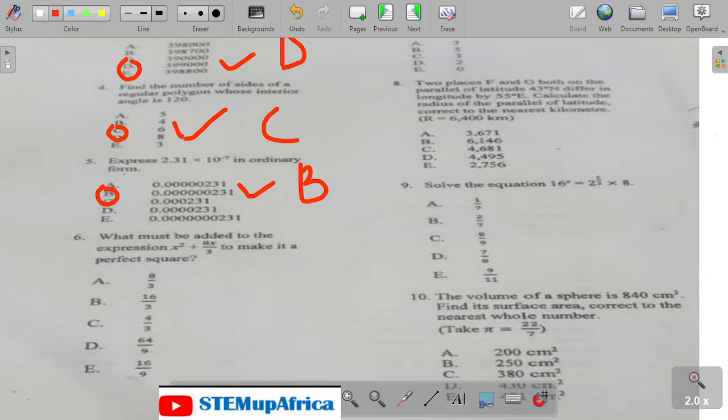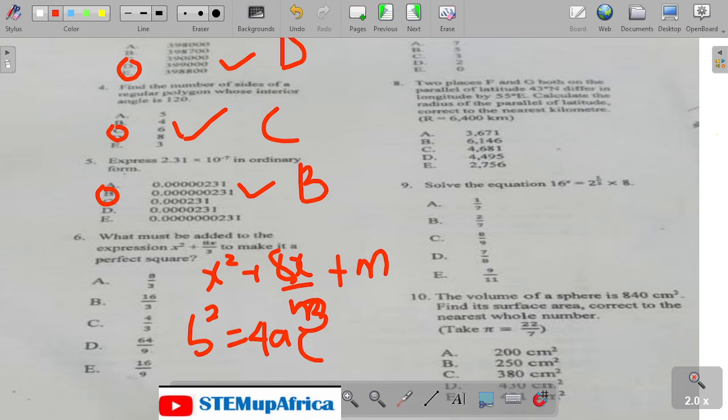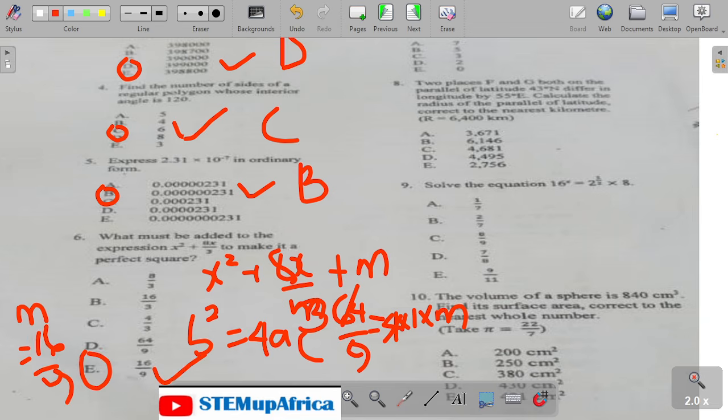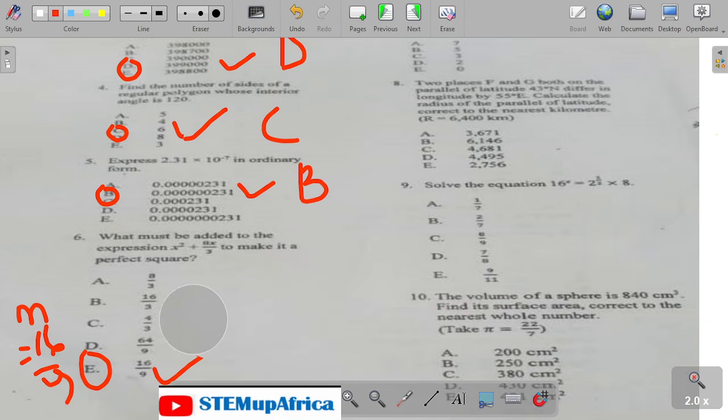Number 6 says what must be added to this to make it a perfect square. So let's say what must be added is m. Having x squared plus 8x over 3 plus m. So the formula is b squared equals 4ac. So what is my b? My b is 8 over 3. If I square it, I will have 64 over 9. It equals 4 times 1 times m. This cancels this. So my m, which number must be added, is simply 16 over 9. That is option E. Number 6 is E.